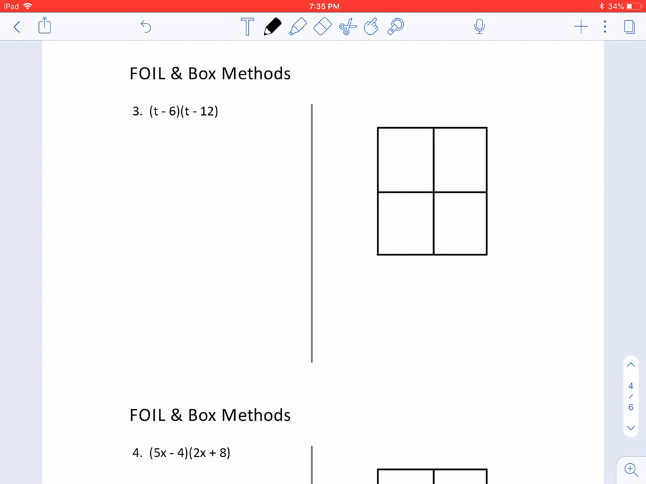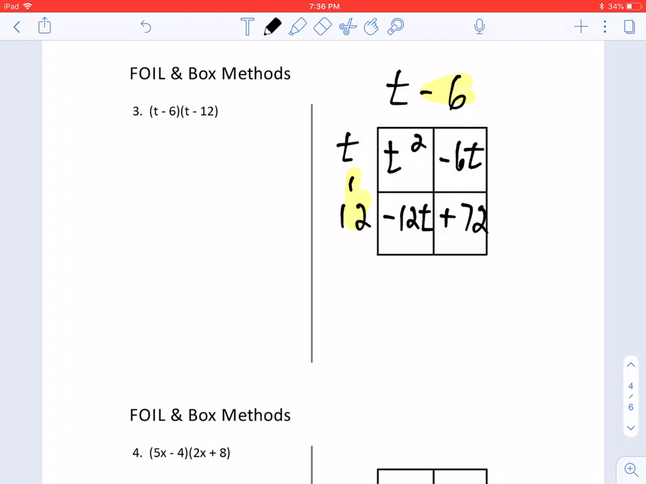All right, next one, same thing. T minus 6 on top, T minus 12 on the side. We're going to proceed to multiply. T times T, that gives me T to the second. Then we're going to do T times negative 12, which gives me negative 12T. Now, we're going to do negative 6 times T, negative 6T. Then we're going to do negative 6 times negative 12, which is positive 72.